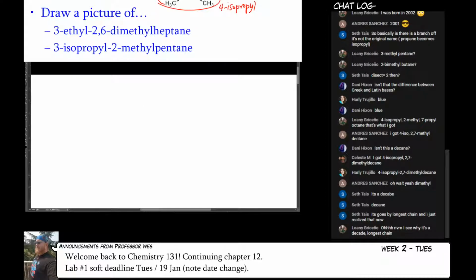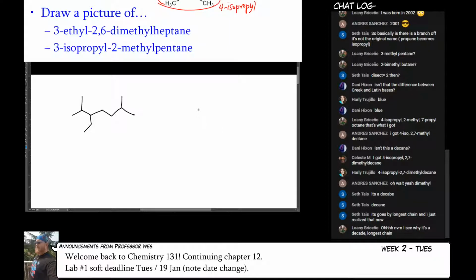All right, so this first molecule is a heptane. So I'm going to draw my heptane. 1, 2, 3, 4, 5, 6, 7. And then at position 3, 1, 2, 3, I have an ethyl, so I'll do that. And then at 2 and 6, 2, 3, 4, 5, 6, I have a methyl. There we go. 3-ethyl, 2,6-dimethyl heptane. That's easy. We can do that.